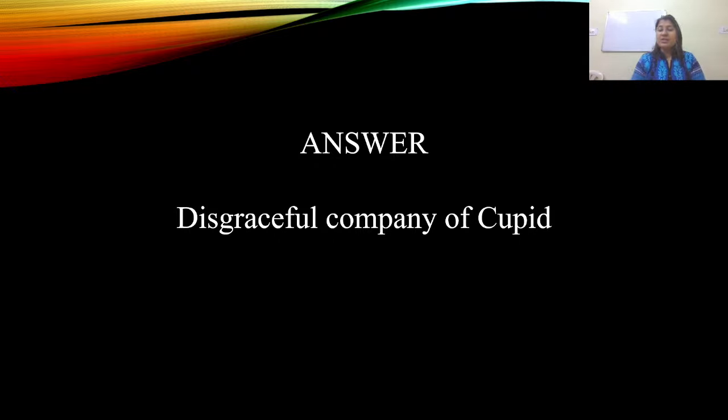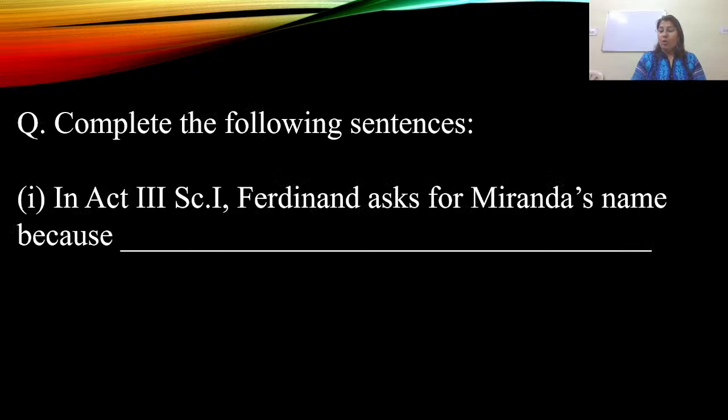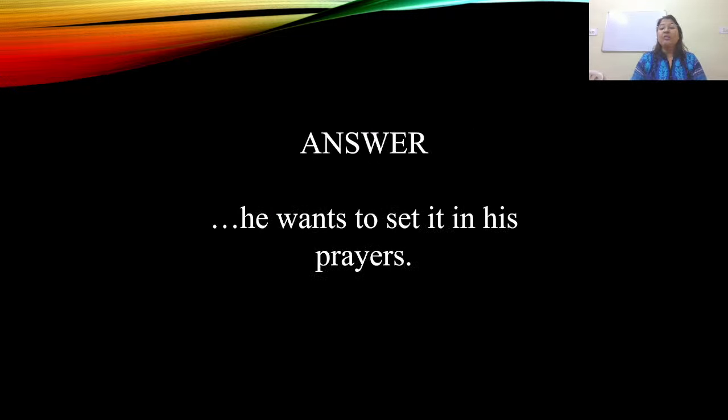Right? Now let's discuss some questions about the completion of sentences. The question will be: complete the following sentences, and I've already told you that in such questions you need to provide the reasoning. Why it happens or why is it said so? Because you'll have to begin your answer with because. In Act 3, Scene 1, Ferdinand asks for Miranda's name because. So the question actually is, why does Ferdinand ask for Miranda's name? Because he wants to set it in his prayers.